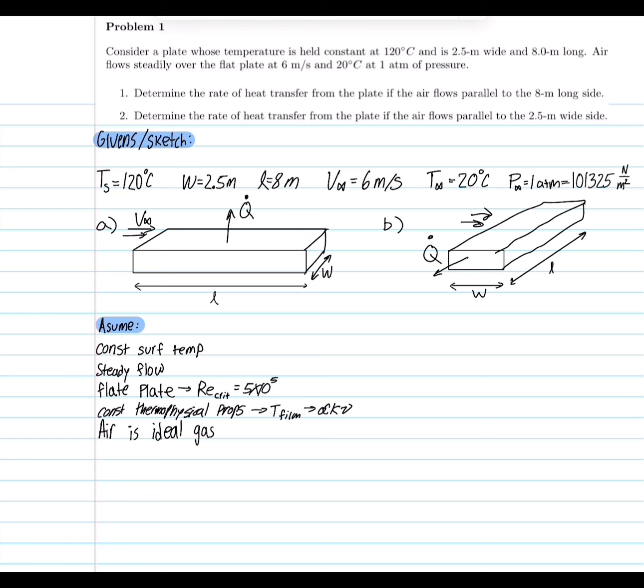And these are our assumptions. We need to assume the constant surface temperature, steady flow, flat plate, constant thermal properties, and air is an ideal gas.